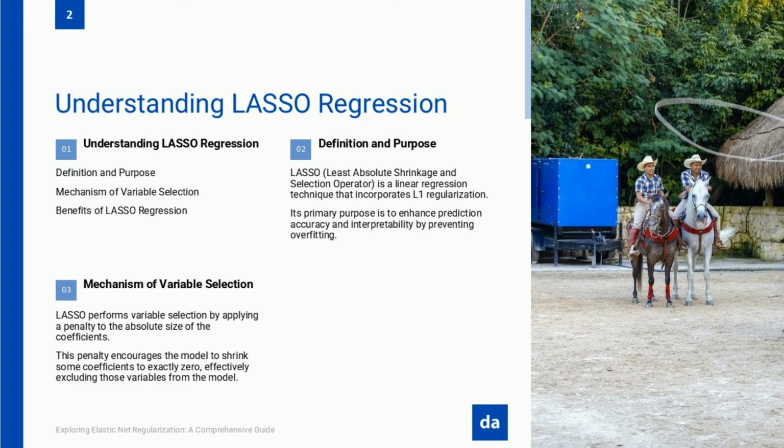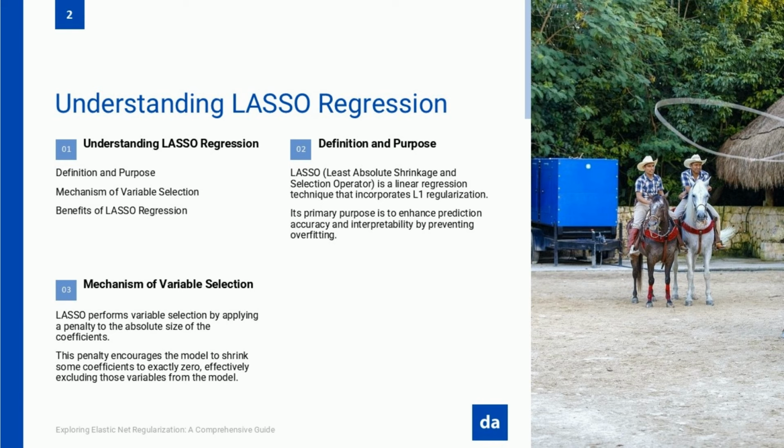But we're getting ahead of ourselves. For now, just remember, Lasso is fantastic for feature selection. It's lean, it's mean, and it will simplify your model like a champ. But if your features have a lot of overlap, you might run into trouble.